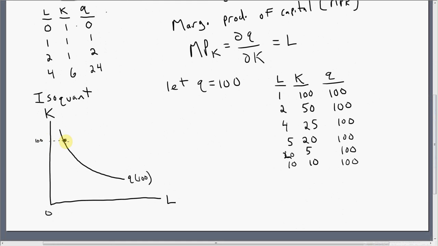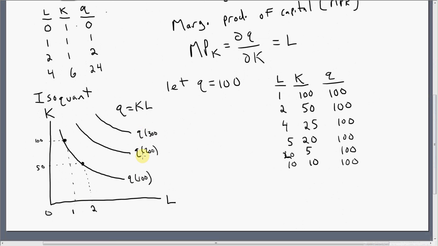So I'll just get 1 point over here, let's say. Here, 100 units of capital, 1 unit of labor, when plugged into the production function, which is K times L, gives us 100. 50 units of capital, 2 units of labor, put into the production function, gives us 100 units of output. And like I said, we could do this for 200 units of output or any other level of output we desire. So here's an isoquant showing us all combinations of inputs that can produce 200 units of output. And we could do this for 300 and so on.